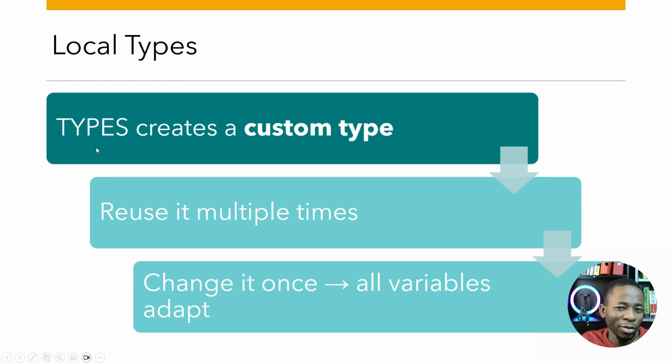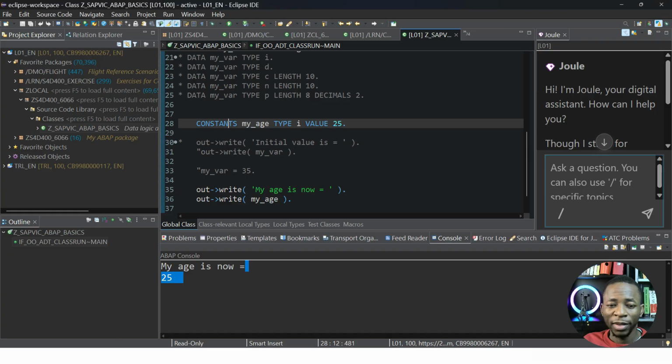Why? Because of reusability. You want to reuse it multiple times, and when you want to change something, you change it once and all the variables adapt instead of going line by line to change. So I will show you what I mean in the example. We want to create a local type. This local type means that these are our own custom types.